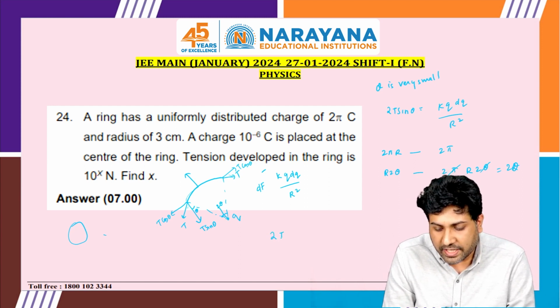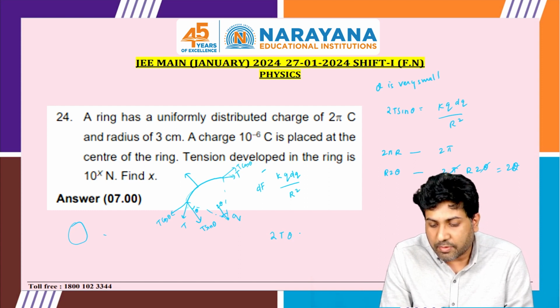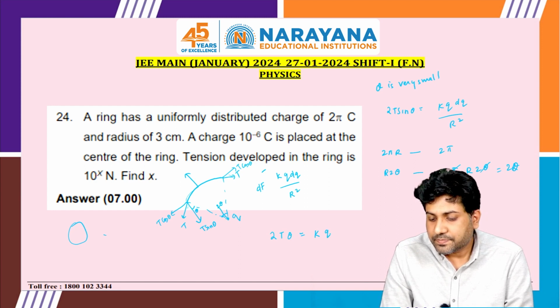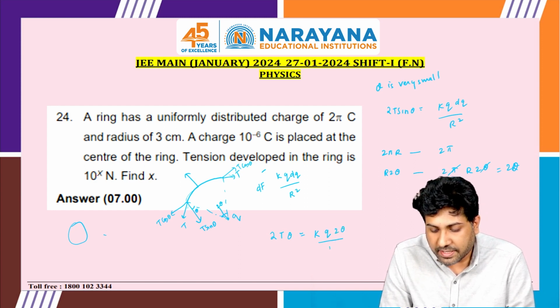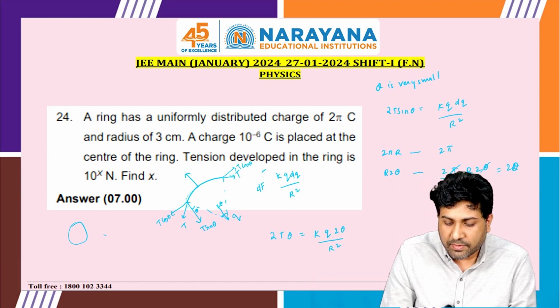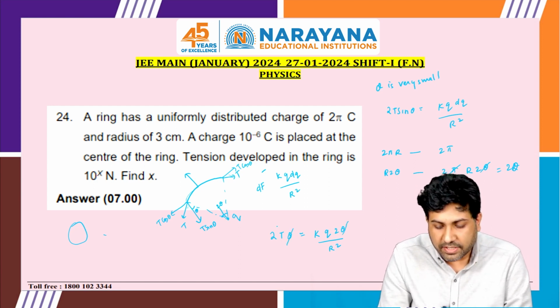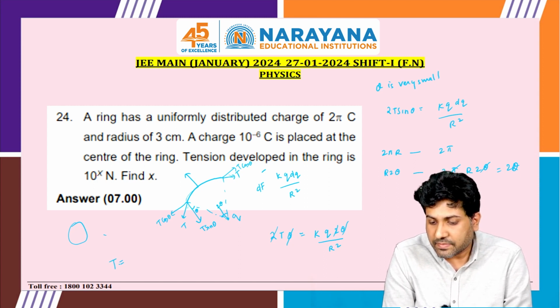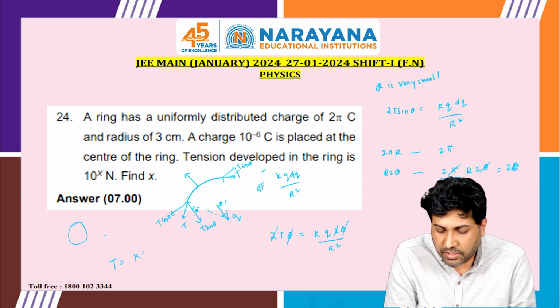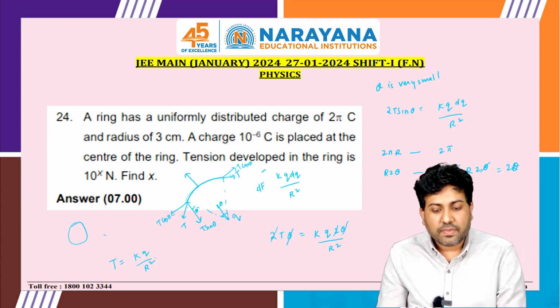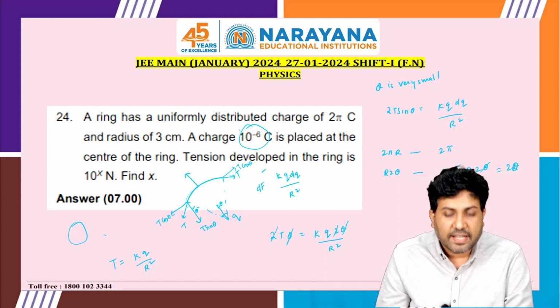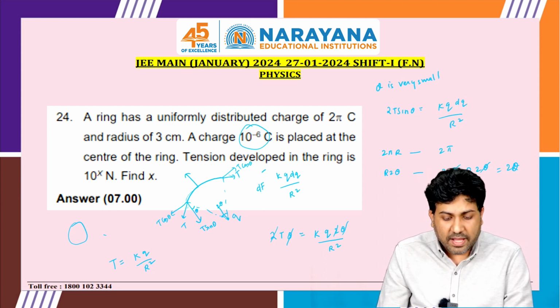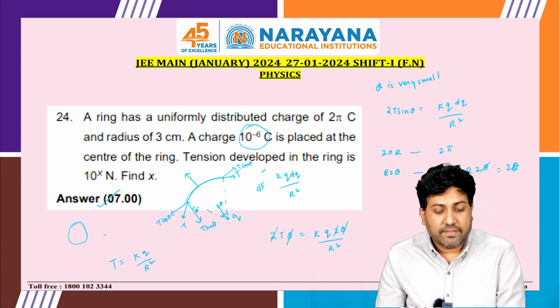So I will write 2T, and sine theta is small, so sine theta is nearly equal to theta, equals kq, dq is 2 theta, divided by r square. So here theta and theta will be cancelled, 2 will be cancelled. The tension developed is kq by r square, and the value of q is 10 raised to power minus 6 coulomb. So when I put the value of q here, I will easily get the tension developed as 7 Newton.